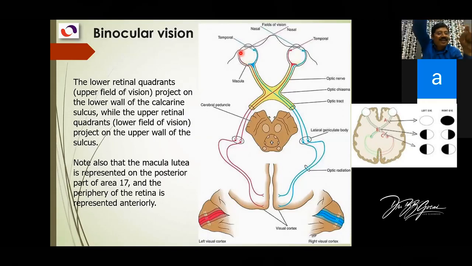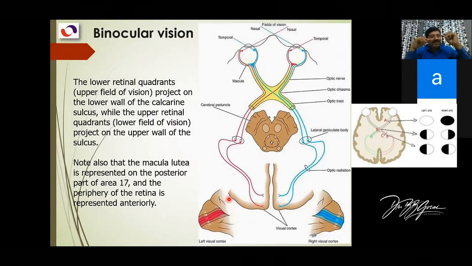It falls on the lower part of the calcarine sulcus, below the calcarine sulcus. So the lower quadrant of the retina falls on the lower part of the sulcus, meaning the upper field of vision is in the lower part of the calcarine sulcus, and the lower field of vision is in the upper part of the calcarine sulcus. This is a little bit detailed, but it is mentioned. Do remember. Maybe somebody wants to make a tricky question, it can be made from this particular statement.